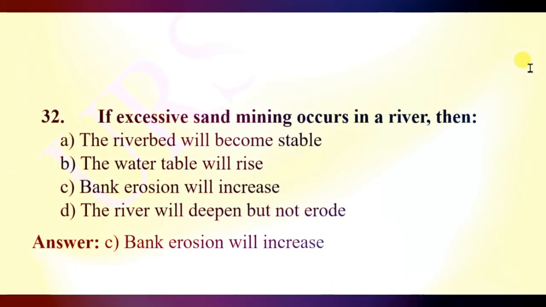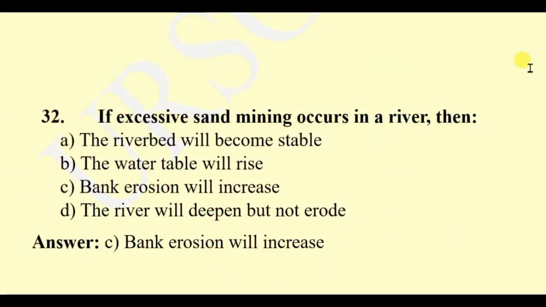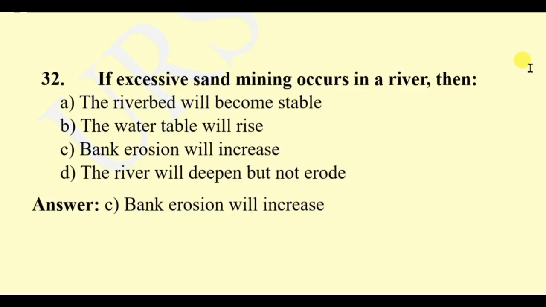Question 32. If excessive sand mining occurs in a river, then the river bed will become stable and the water table will rise, bank erosion will increase, the river will deepen but not erode. Here the right answer will be the river erosion will increase.